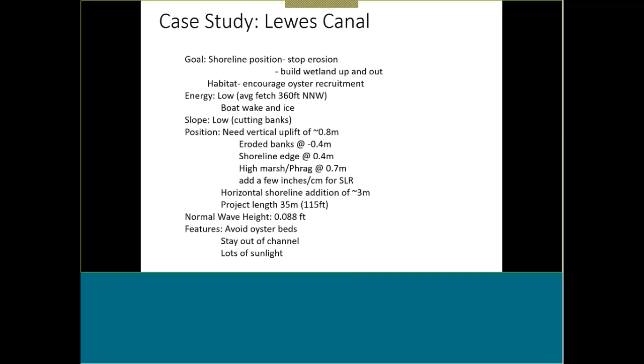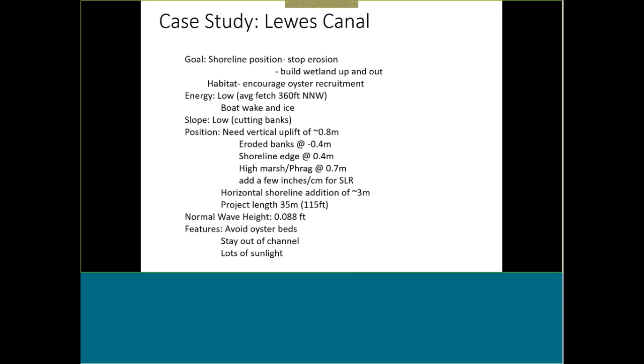We know that we have low energy. The fetch we determined was only about 360 feet, so very short fetch. Although we do know that there's a lot of boat traffic on this canal, and so there can be a lot of wake. And we know from experience that there can be some winter ice, so we want to take that into account. We've had some damage in the past. The slope is mostly low. We do have some very steep cutting banks due to erosion already.